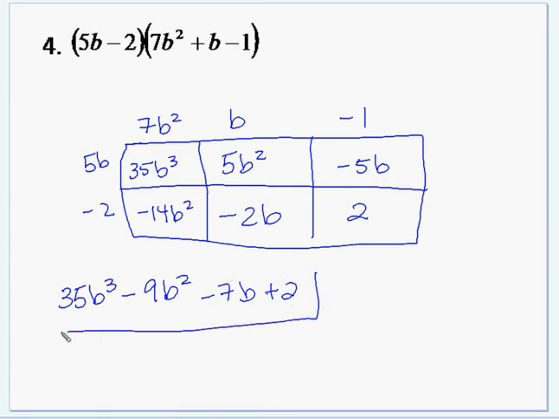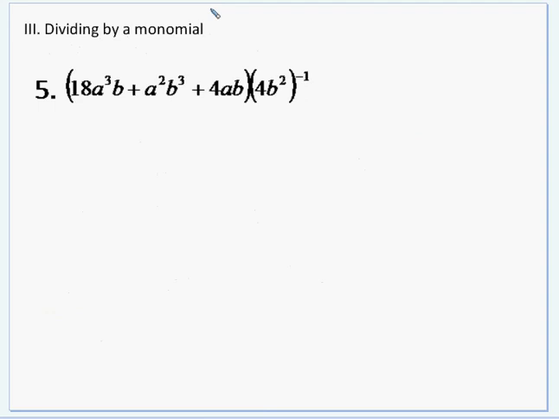So it's sort of an easy, clean way to multiply anything over a binomial. Now, dividing by monomials. Now we have this polynomial divided by a monomial.